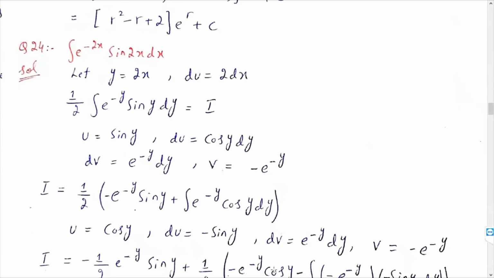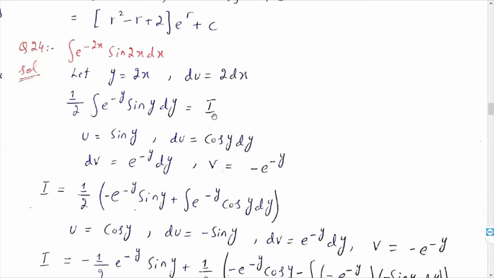Now comes question number 24. E raised to the power minus 2x into sine 2x dx. Doing some substitution, let y is equals to 2x. This means taking the derivative of both sides, dy is equals to 2 dx. So what will be our expression? Our simplified expression will be 1 by 2, as we have only dx. So taking 2 on the left side, we get 1 by 2 into integral e raised to the power minus y sine of y dy.